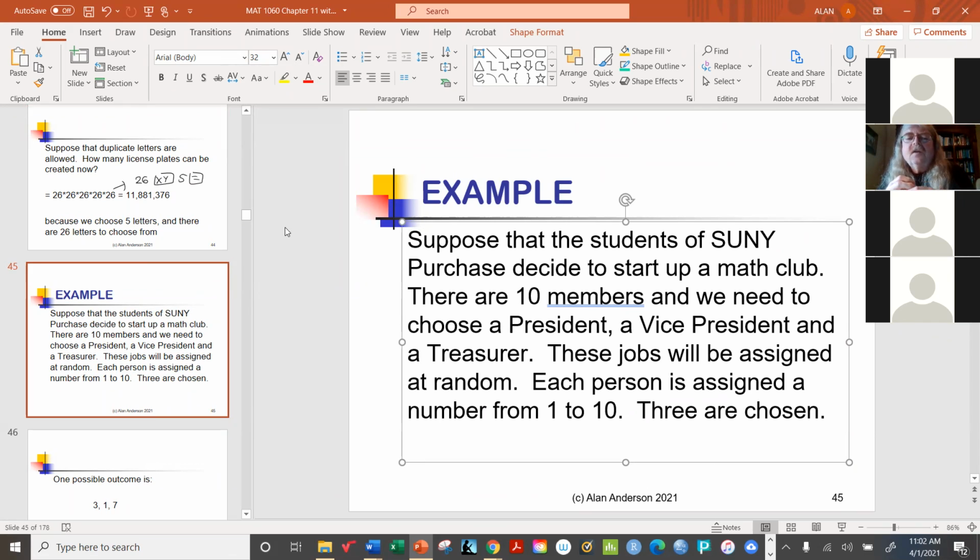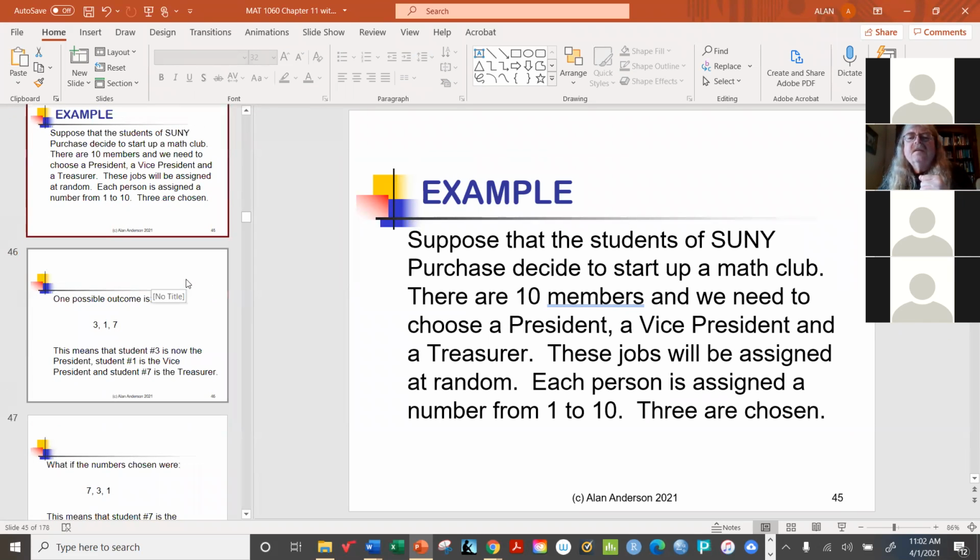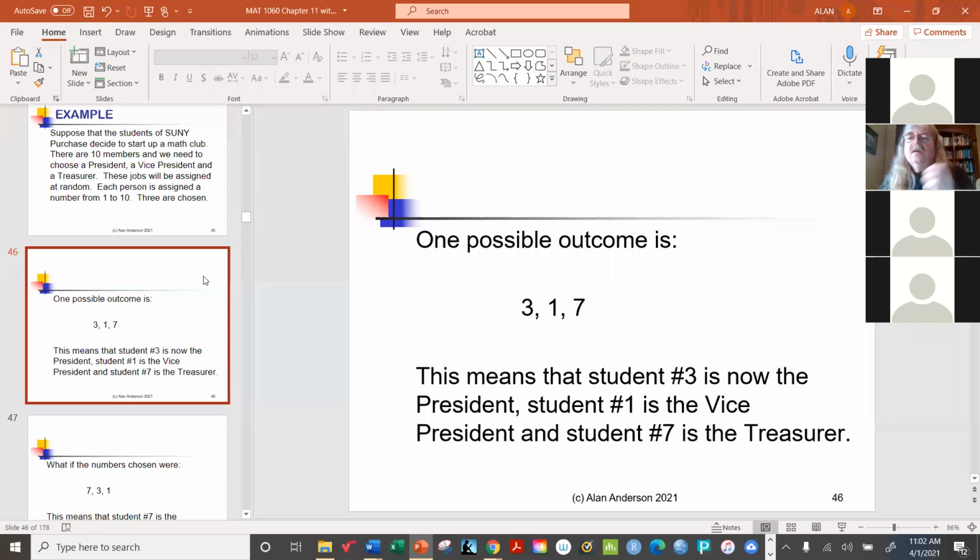Okay, so for example, what if I randomly choose the numbers 3, 1, and 7? That means that student number 3 is the president, student number 1 is the vice president, and student number 7 is the treasurer. All right.